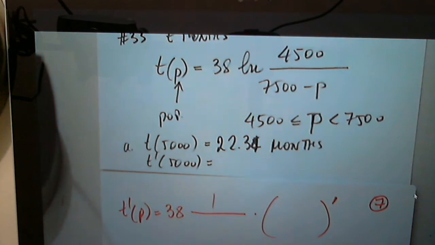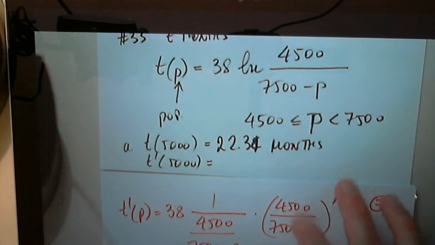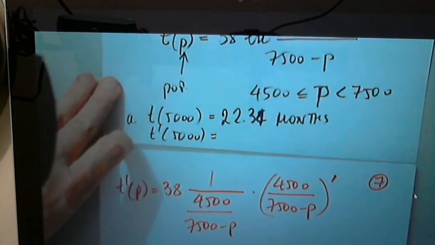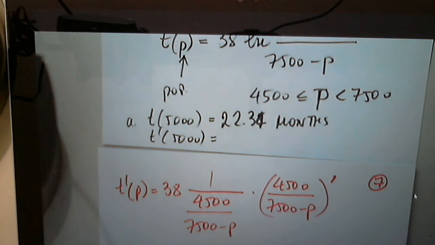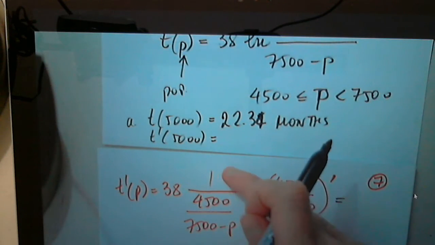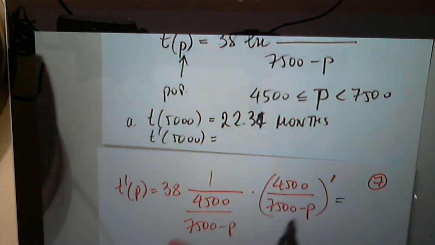And now I look: 4,500, 7,500 minus p, and the same thing, 4,500 over 7,500 minus p. And now again, be careful if you're using the quotient rule in that step. Okay, so let's do this together. Of course, 38 will stay. This I have to flip because it's a fraction, which is 1 over 1 over this. So I have 7,500 minus p over 4,500.